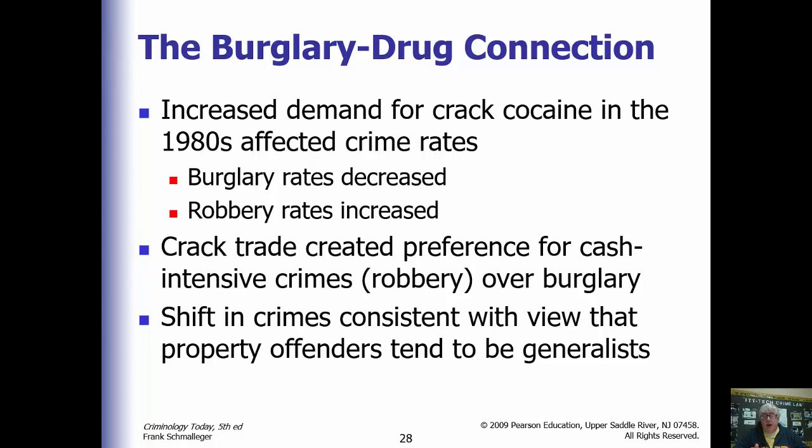Maybe they didn't feel they had time to go burglarize a house or do a lot of shoplifting and then try to find somebody to sell the stuff to so they could get their crack. They needed cash. So at that particular time, robbery rates went up while burglary rates went down, and the idea is that it had something to do with the crack cocaine epidemic. Now, we know from talking before, this was a correlation: robbery rates going up, burglary rates going down, a lot of crack on the street. Was it the crack that caused it? That's what the suggestion is.